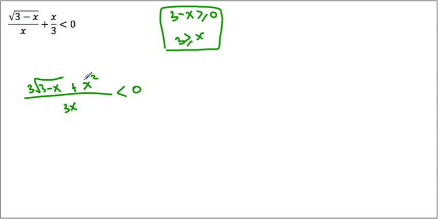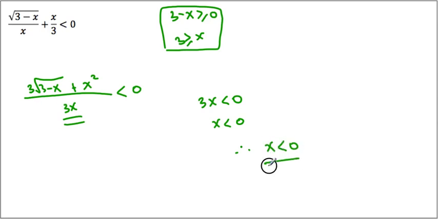How about this fraction being negative? It only solely depends upon the denominator, which is 3x. So we know that 3x will be negative if x is negative. So therefore, the solution for this one will be x has to be less than 0. So there will be our final answer.